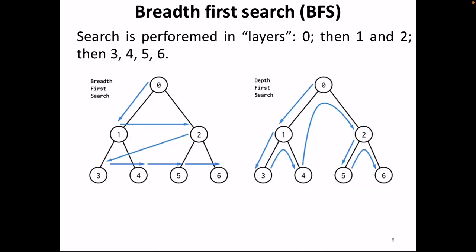Now, the breadth first search is the search performed in layers. You can see depth first search in the example, and as a counter example, we have this breadth first search. Here it is performed somewhat in layers. What I mean is, we take 0, then we go to 1 and 2, then we go to 3, 4, 5, 6. So the search is performed like this.